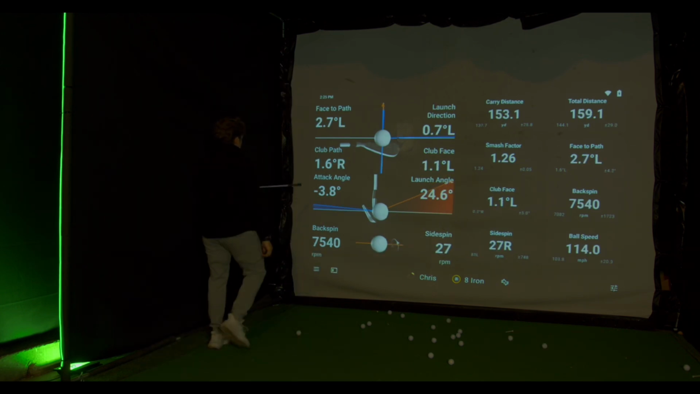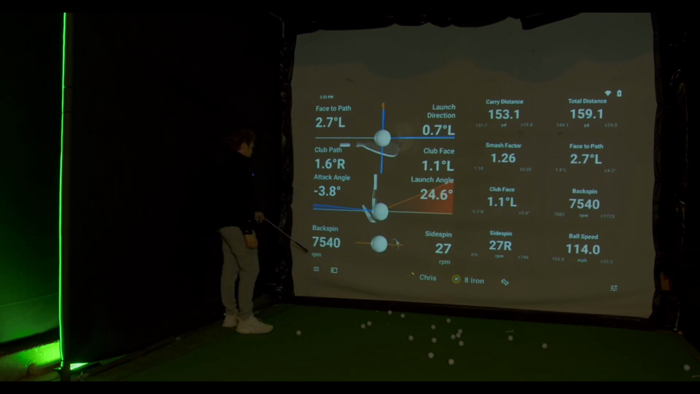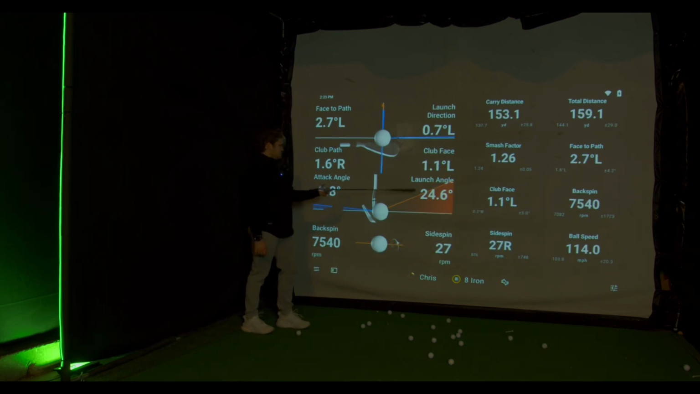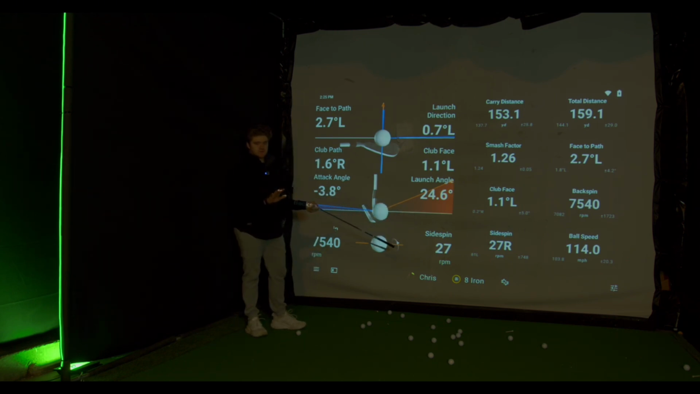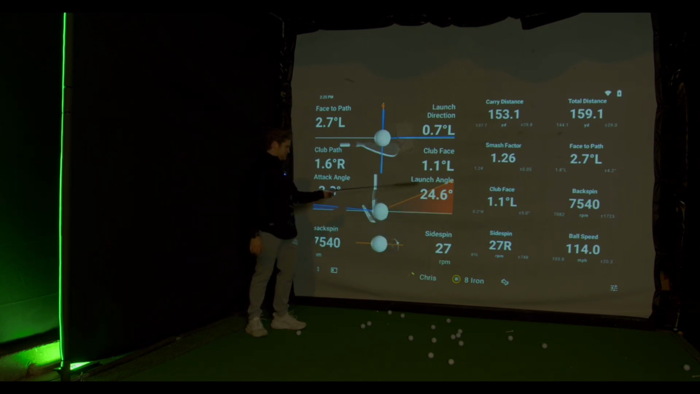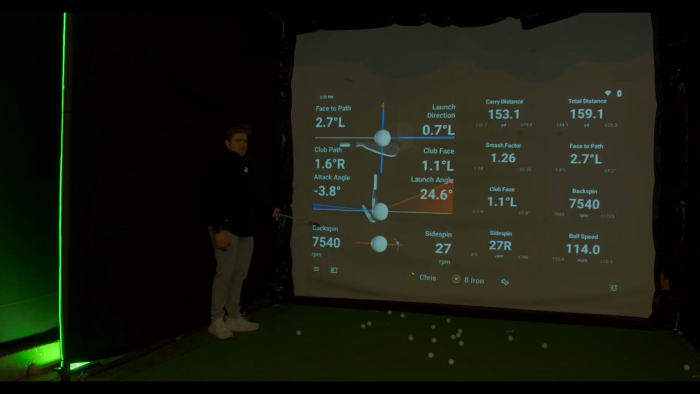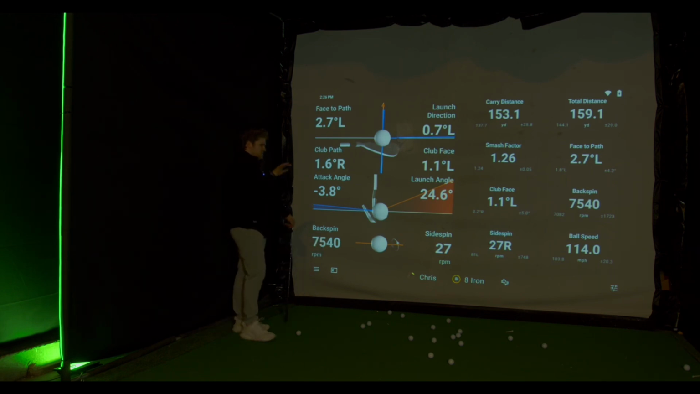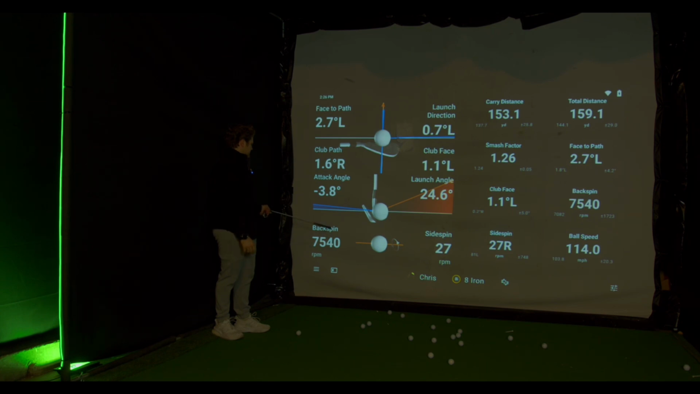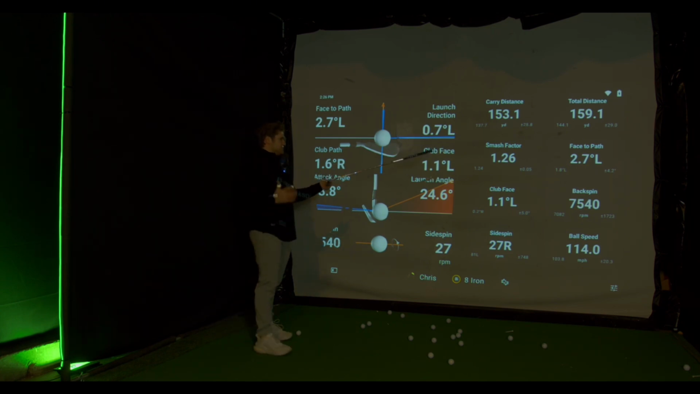So now we got a negative attack angle, backspin's 7,500 right here, launch angle's 24.6. PGA Tour average, mind you, is about 18, so 6 degrees above, like I said before. So I don't want the amount of spin that they have on the PGA Tour because that just eliminates me from hitting a shot that I don't want it to float. So backspin, 7,500. Carry distance, total distance, not bad, not great either. Could have hit that better.